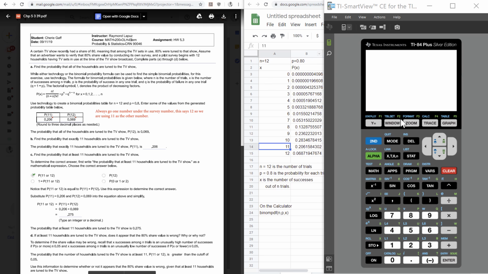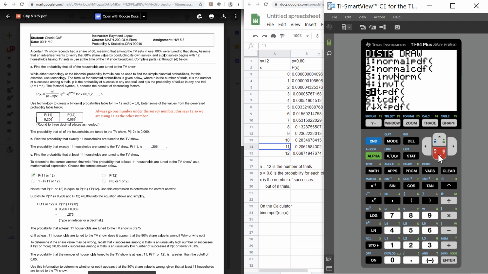So now my calculator has the traditional settings. If I go second, distributions, and look for the binomPDF, here I don't have the more advanced screen. I just have to type in my N, which is 12, and then my P, which is 0.8, and this time my other value is 11. That should give me the 0.206.